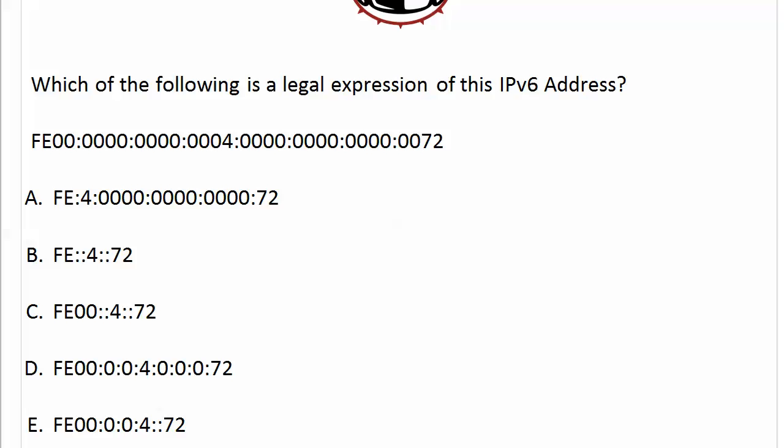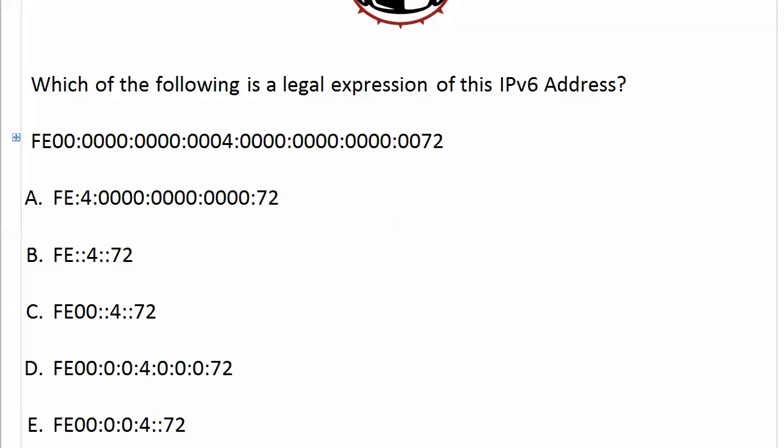Is there a problem with that? There's no problem with that at all, because that is leading zero compression. You can do that as often as you want to in an IP version 6 address. Remember, zero compression once, leading zero compression, you can do it as many times as you want.